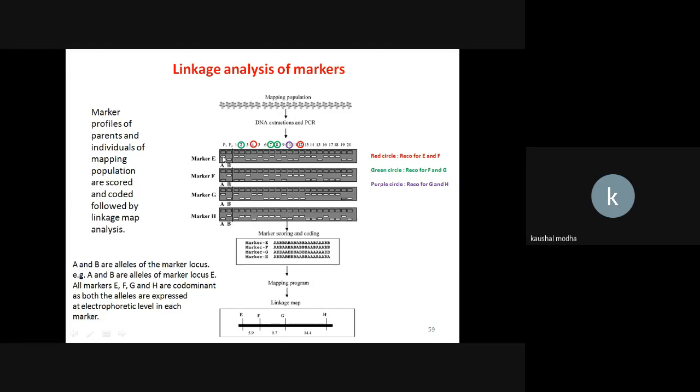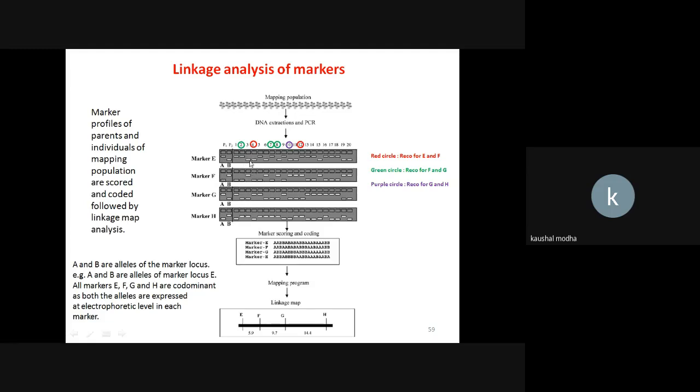Now, I want to categorize these RILs as parental type or recombinant type for these 2 markers, so that I can decide the distance between these 2 marker loci. So now we are talking about 2 marker loci and 4 alleles. Let's look at the profile of the first RIL. The profile for both markers is exactly similar to P1, so we classify that as parental type. The second profile is also exactly similar to P1 for both markers, so it is also parental.